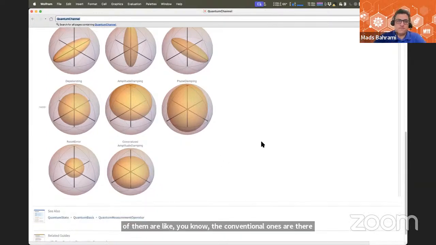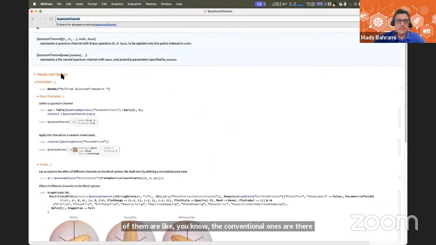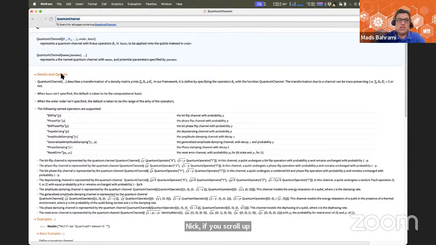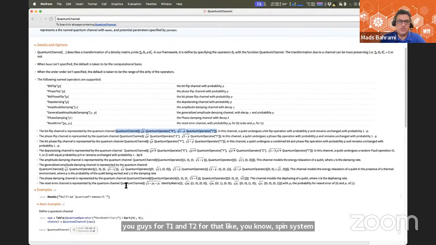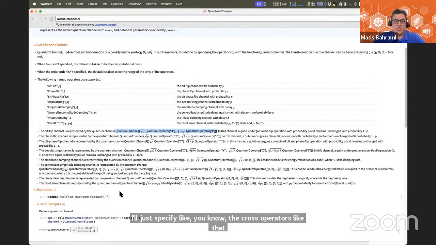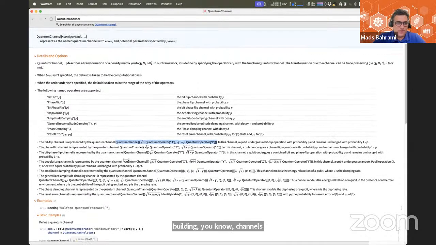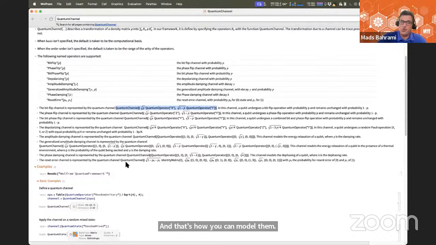Nick, if you scroll up, the function quantum channel literally takes a collection of Kraus operators, meaning you can have any noise that you want. Just specify your Kraus operators. You remember the example I was showing you for T1 and T2 for that spin system. I just specified the Kraus operators like that. So these are the built-in channels, and that's how you can model them. This is the story of noise in a very deterministic way.